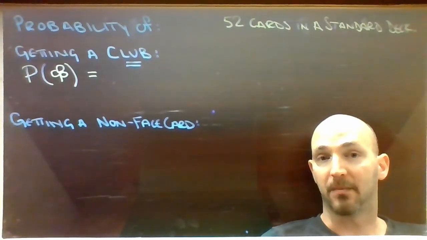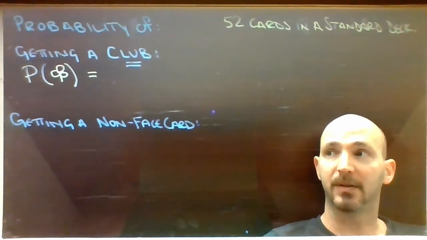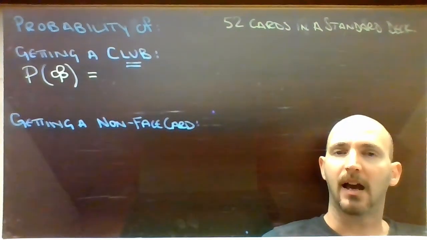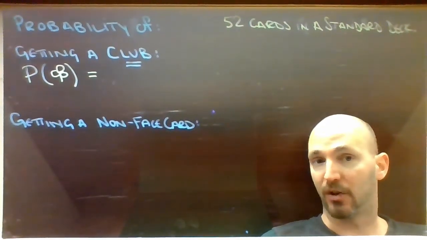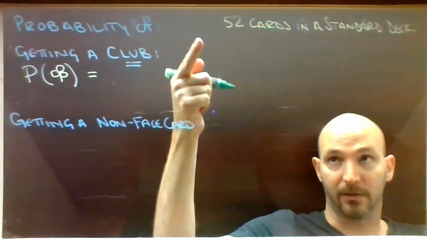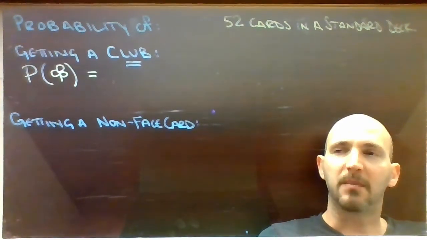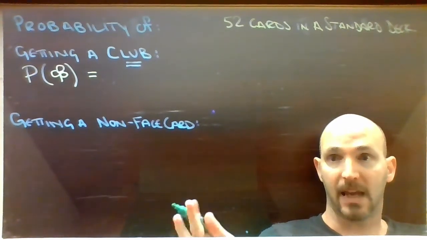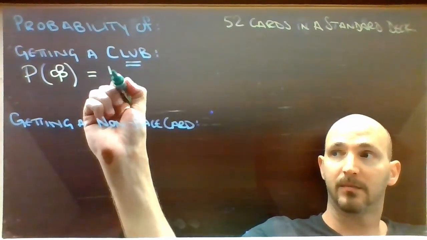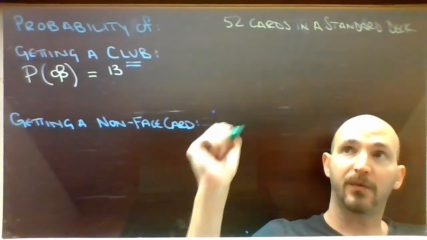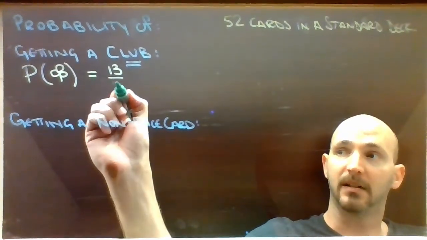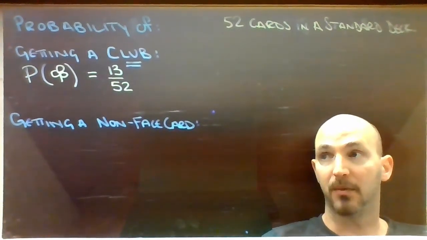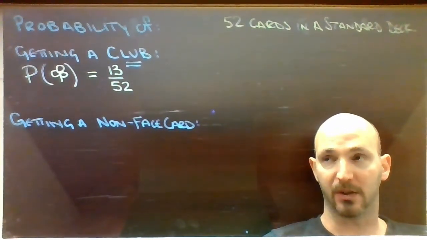Now when you do a basic probability, all you're doing is counting the number of ways that happen like this out of the number of ways it could turn up in general. So if you think about clubs, in a standard deck, there are 13 clubs, ace through king. And there are 52 cards in a standard deck. So the probability of getting a club should be 13 out of 52.